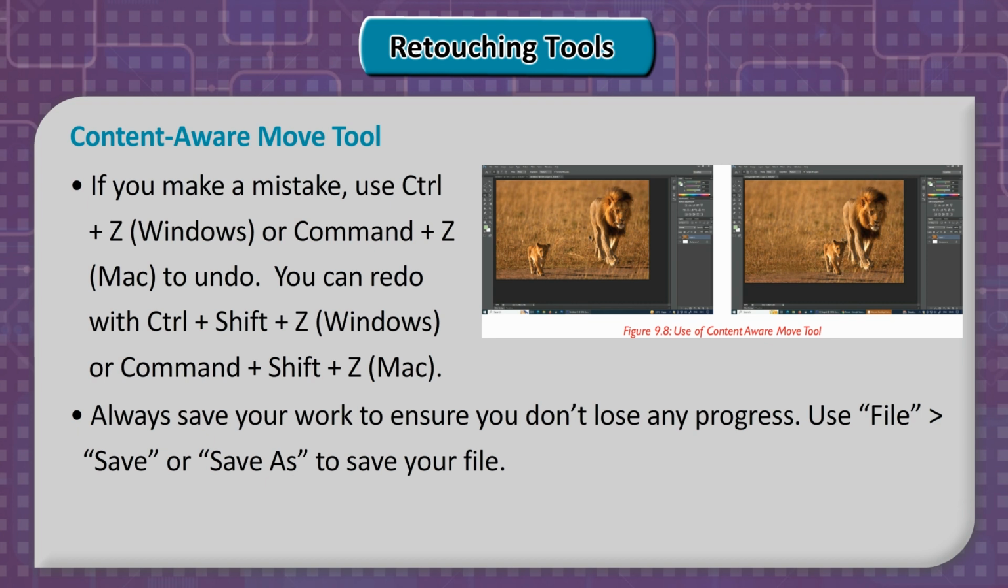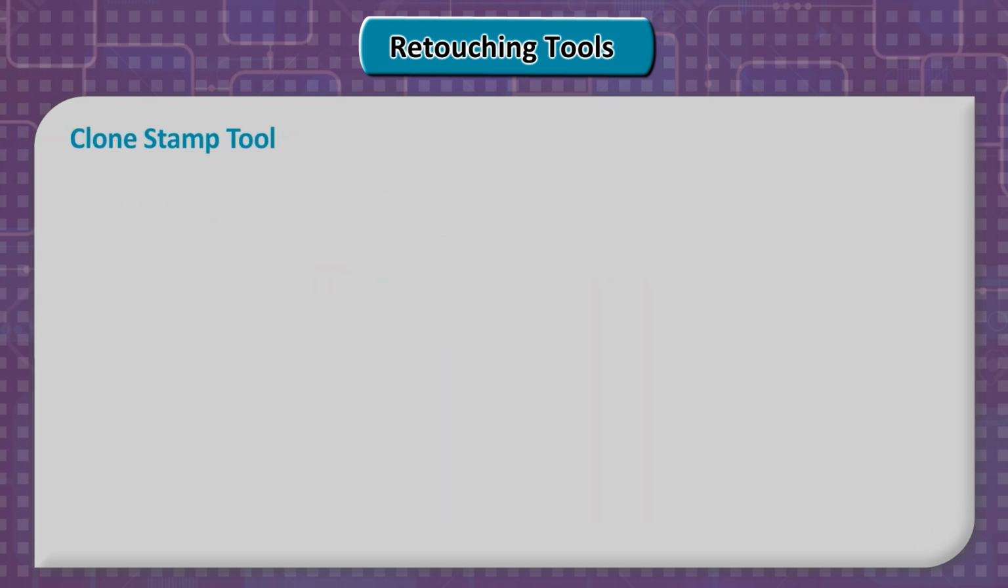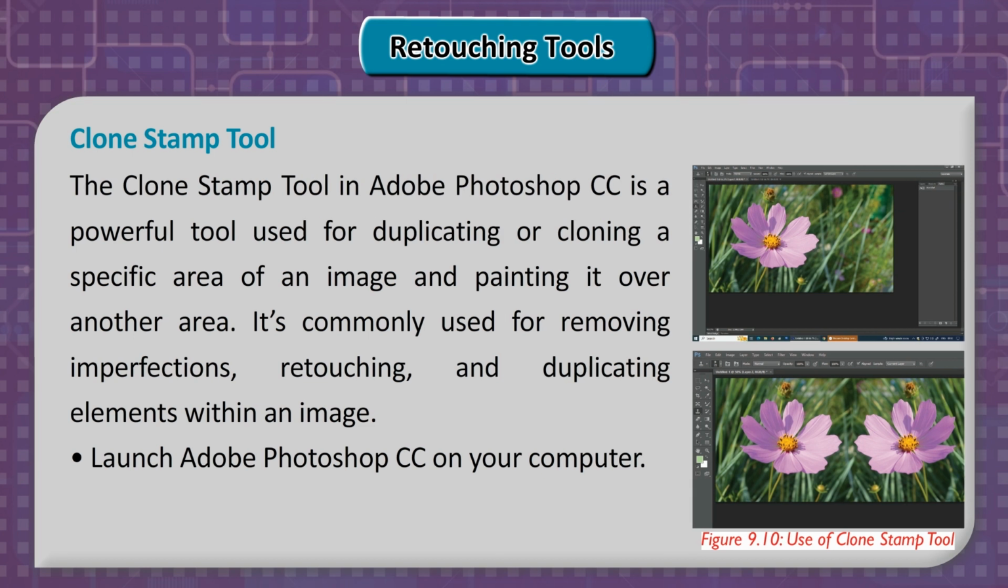Always save your work to ensure you don't lose any progress. Use File > Save or Save As to save your file. Clone Stamp Tool. The Clone Stamp tool in Adobe Photoshop CC is a powerful tool used for duplicating or cloning a specific area of an image and painting it over another area. It's commonly used for removing imperfections, retouching, and duplicating elements within an image.